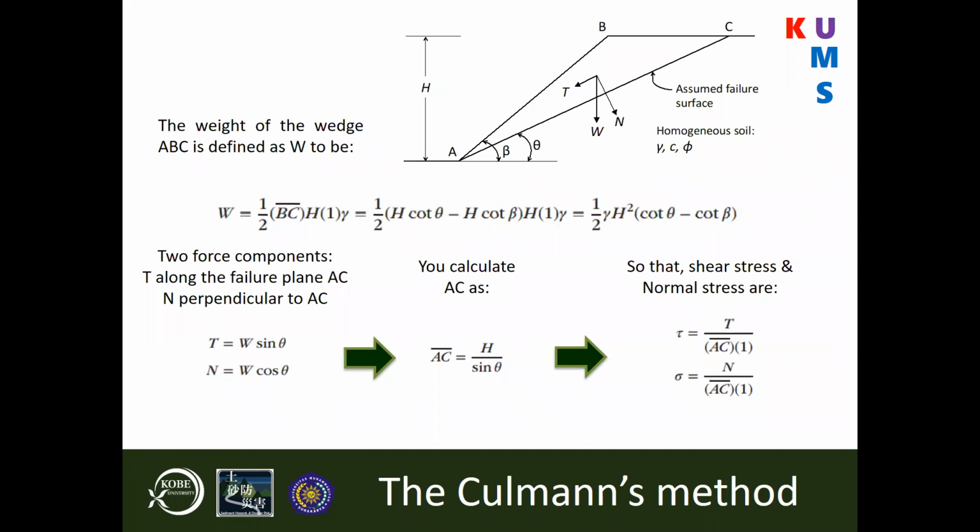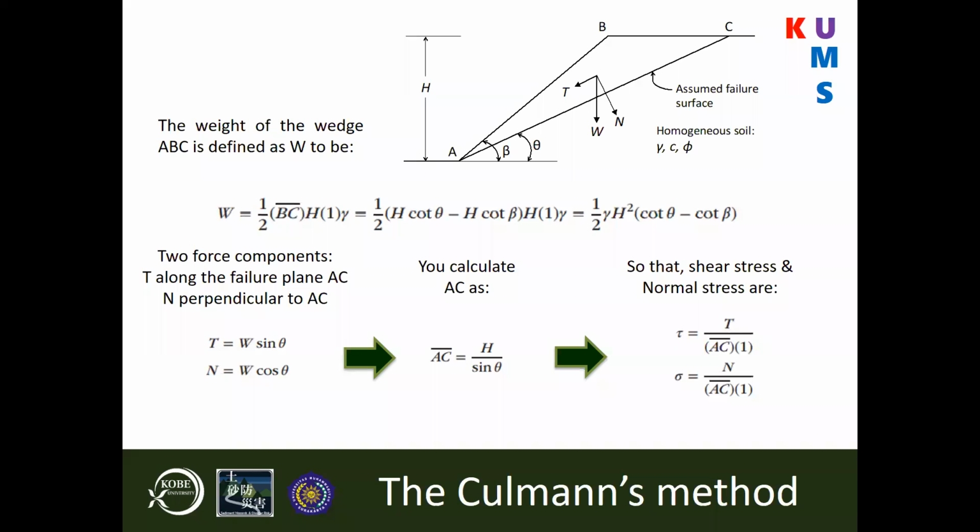First, we need to work on the weight of the wedge ABC. We're going to consider that weight to be W. One way of calculating W is a half of H squared times the cotangent of theta minus the cotangent of beta. This gives you, in 2D, not in 3D, the mass of that wedge.